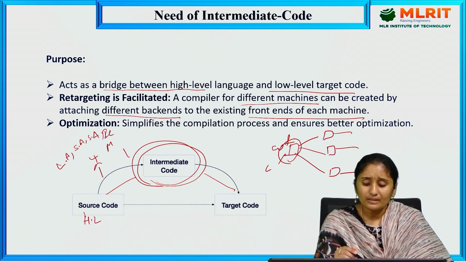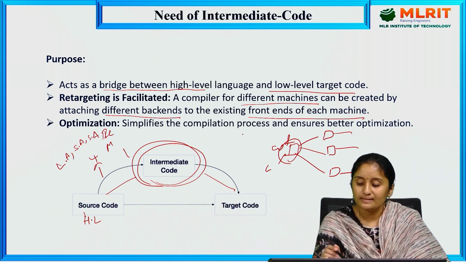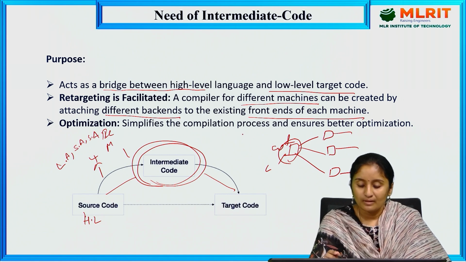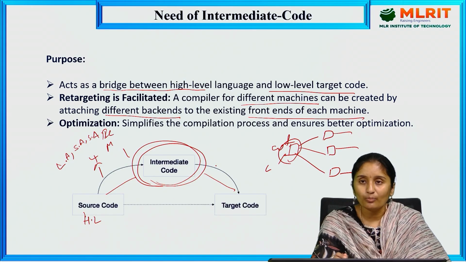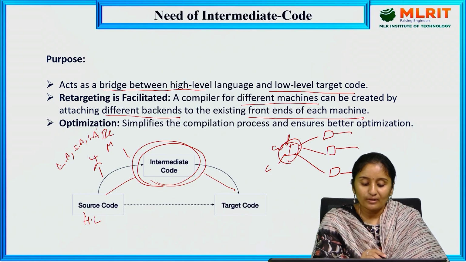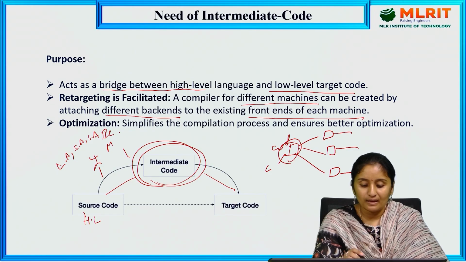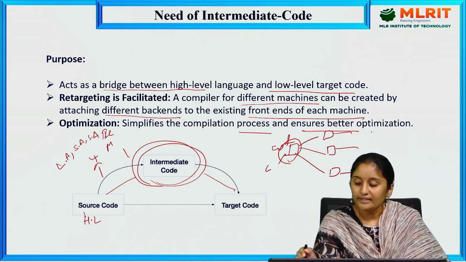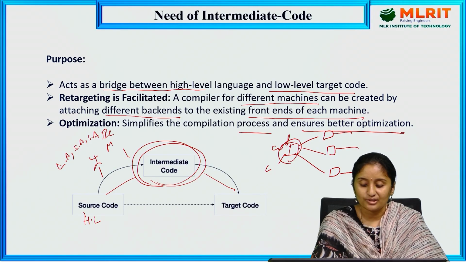Optimization. By doing this, it optimizes the compilation process. The intermediate code is optimized and given as input to the code optimizer, and it generates the target code. That is why optimization is easily done here. It simplifies the compilation process and ensures better optimization.